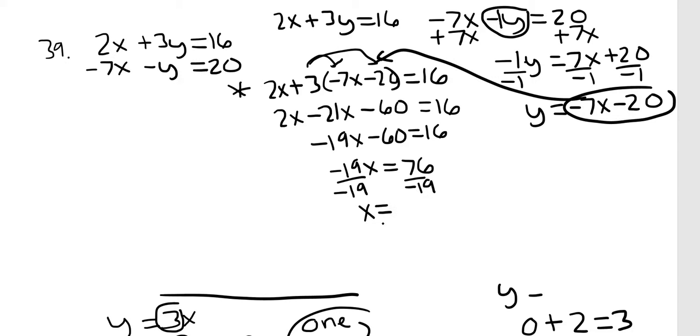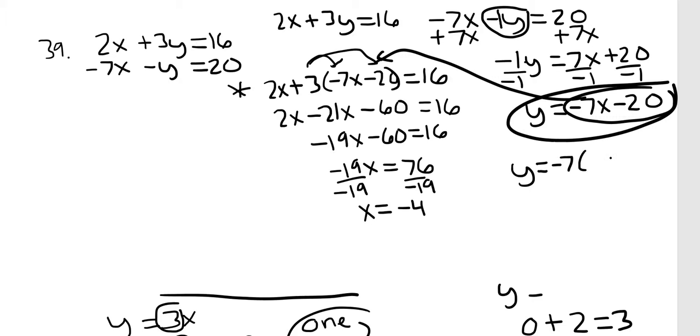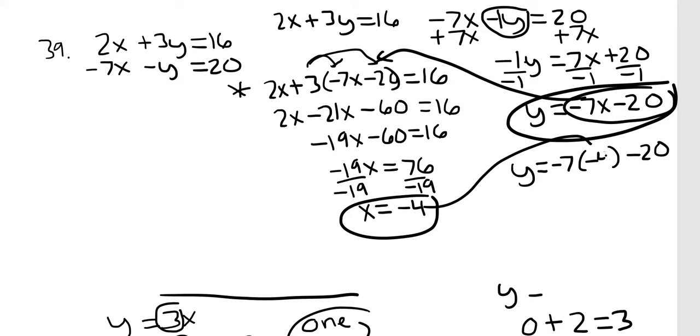So x equals negative 4. Okay. Now, once we know that the x equals negative 4, we are going to figure out what the y equals. So we go back to our first equation, and we know that the y is equal to negative 7 times whatever the x is minus 20. We now know that the x is equal to negative 4, so we make a substitution there. Negative 7 times negative 4 is 28. 28 minus 20 is 8.